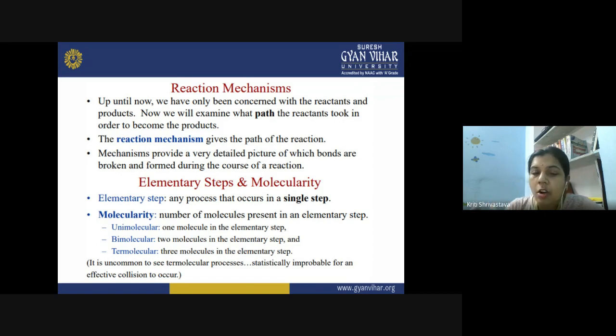It is quite uncommon that you may have three molecules at the same time in the elementary step. They are generally not possible, because for that to happen, three molecules at the same time have to collide together. So that is quite uncommon statistically.